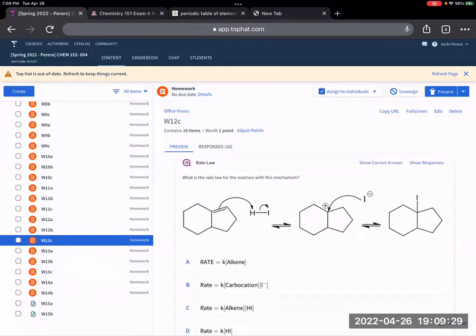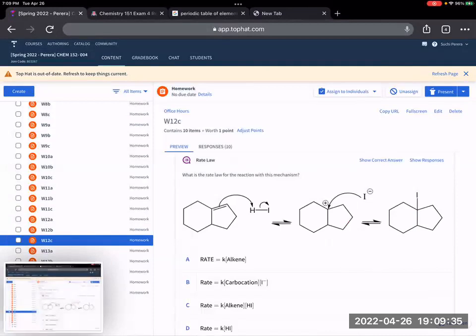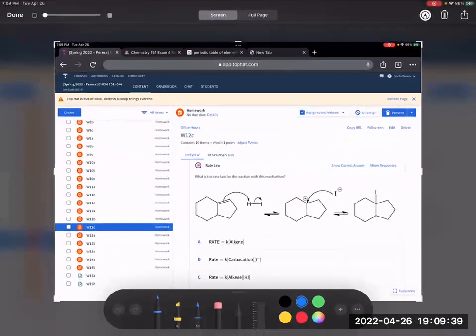All right, so next question, the rate law for this mechanism. It's the same mechanism. Again, you have only two steps. We already know the energy diagram for this is gonna look something like this. Okay, first step is endothermic because you are breaking two bonds and forming only one bond, and then the last step is exothermic, and it's gonna look something like that.